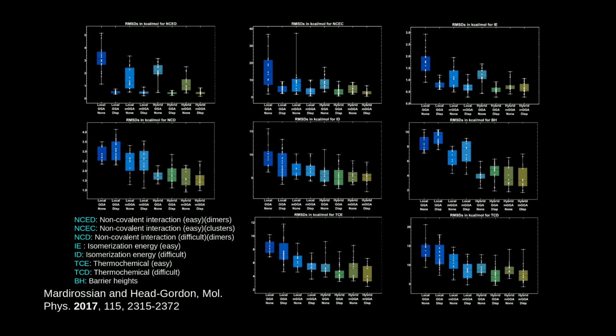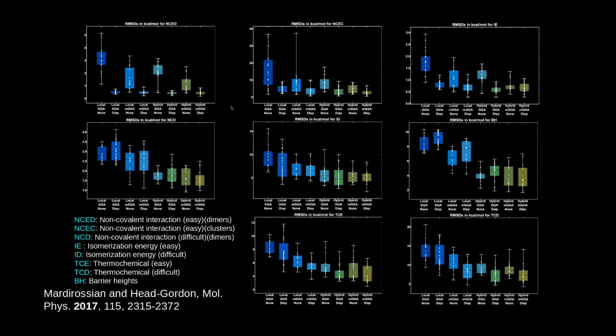So as you can see, for non-covalent easy dimers, adding dispersion will greatly improve the accuracy of your calculation because you'll have the lowest root mean square deviations. Whereas for other types of calculations, such as isomerization energy of difficult computations, the dispersion energy will improve your calculation a little bit, but not as significantly as for other types of calculations.